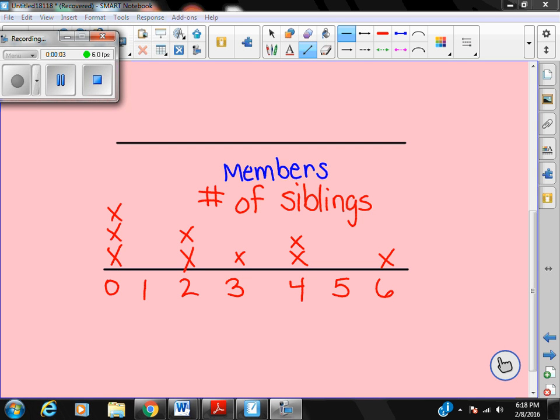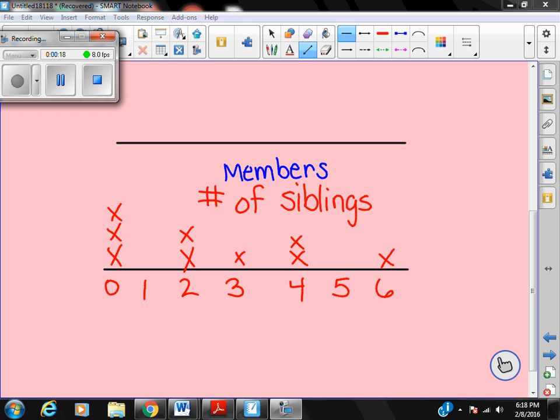More about line plots and analyzing. I want to talk about several points of line plots. Today I just have a simple line plot and it says members, number of siblings. So these are members and the number of siblings that they have.